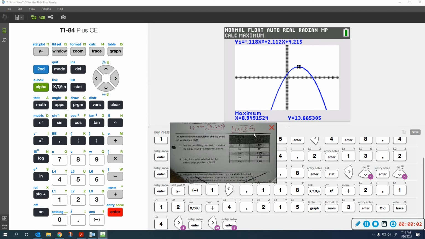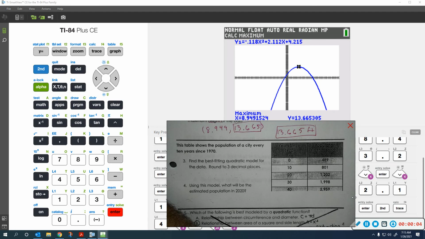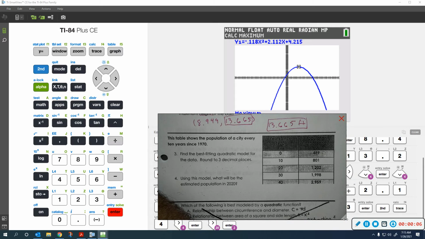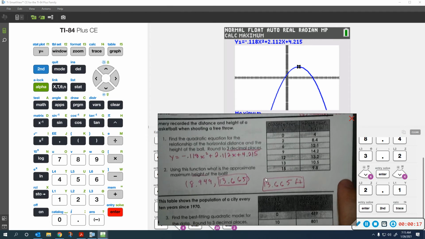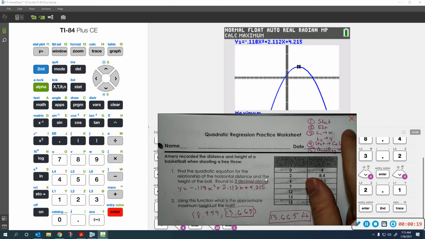All right, in the next example, we've got population of a city, and we have different x's and y's, and it says this table shows population of the city. Find the best fitting quadratic model for the data rounded to 3 decimal places. So what we're going to have to do is go back through our steps and put in our new information.